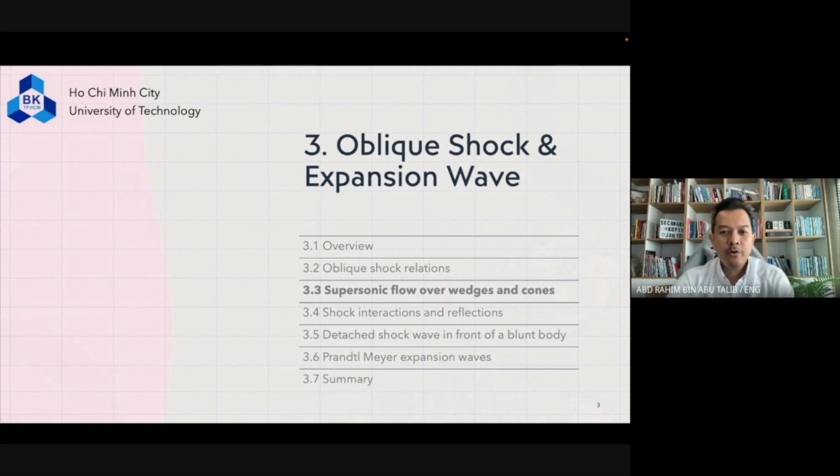Okay, we want to continue on the subtopic of supersonic flow over wedges and cones. We will spend around 40 to 50 minutes to look into subtopics 3.3 as well as 3.4. And right after the break in 50 minutes' time, we will try to complete the remaining subtopics of 3.5, 3.6, and 3.7. So let us look into the supersonic flow over wedges and cones.